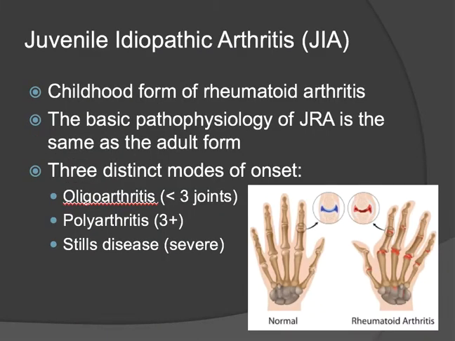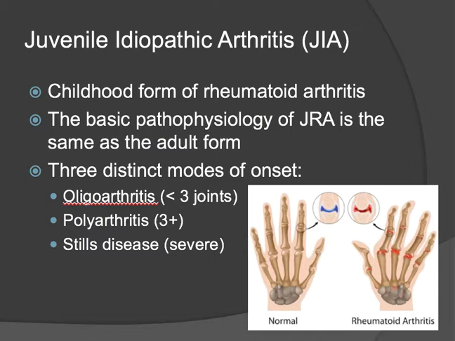Juvenile idiopathic arthritis. Remember I talked about this already, and we talked about how this is the childhood form of rheumatoid arthritis. Basically, it works the exact same way as adult rheumatoid arthritis. Sometimes it will be very limited. So this is oligoarthritis. Oligo is low. It doesn't mean a lack of, but it means low. So if you're oliguric, it means you have very low urine output. Oligoarthritis means less than 3 joints.